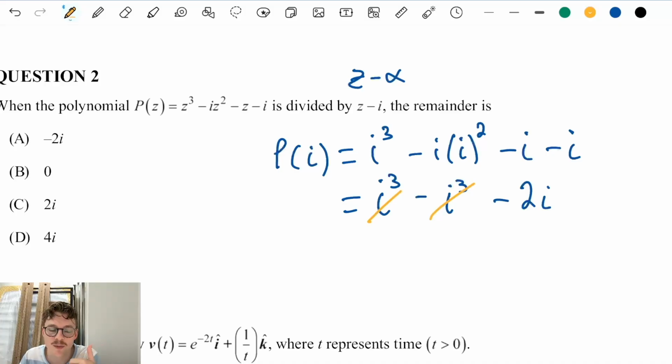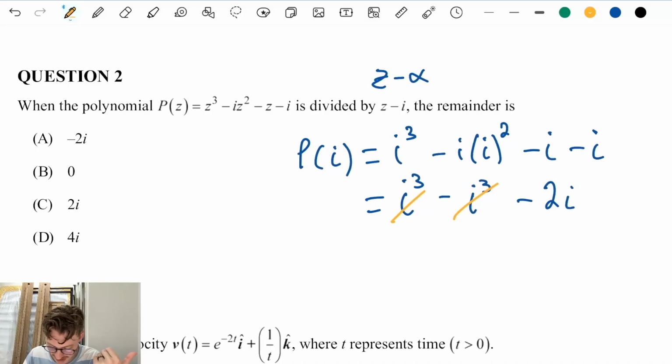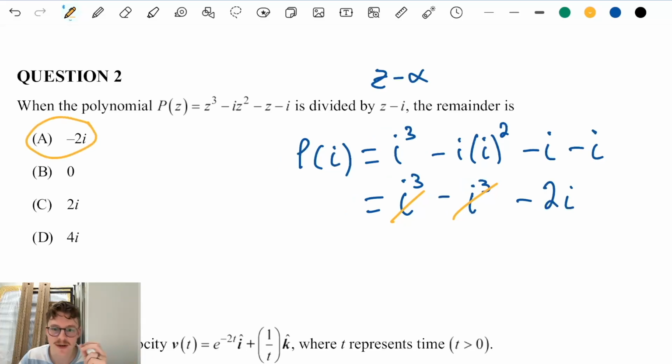I'm simply just left with negative 2i. So negative 2i, or A, is going to be the correct answer for question 2. So just remainder theorem to find my remainder.